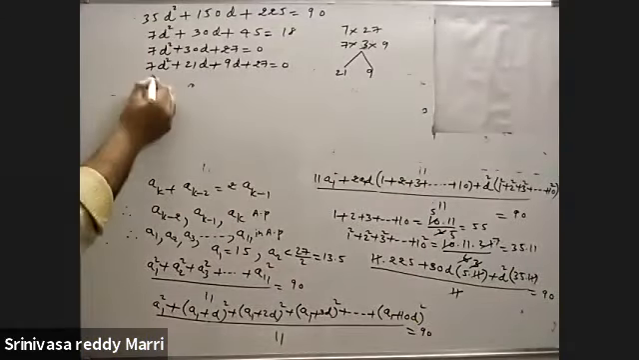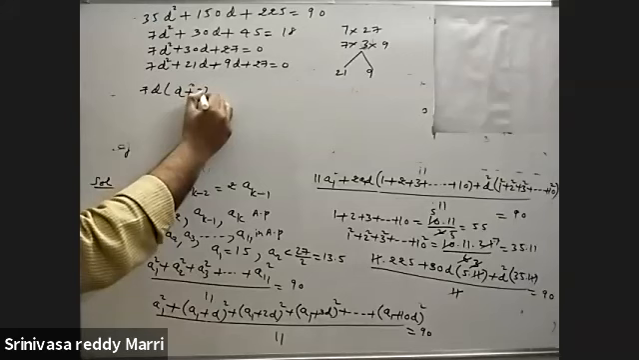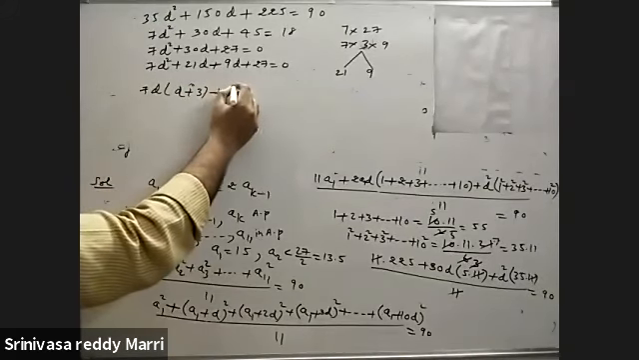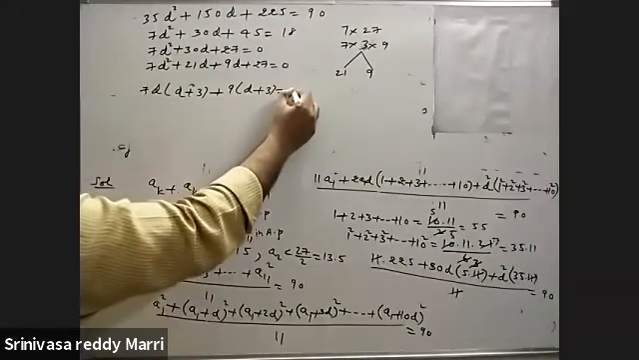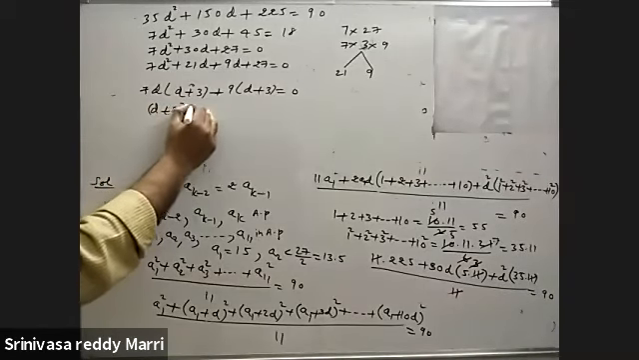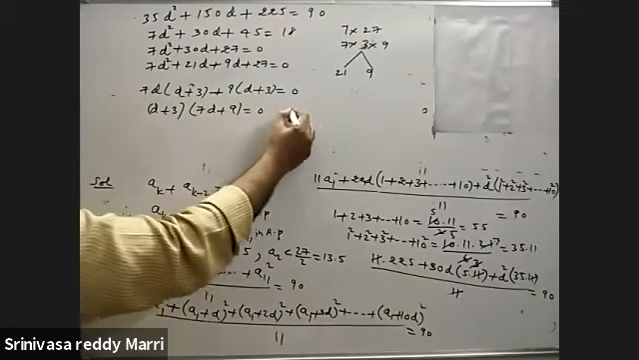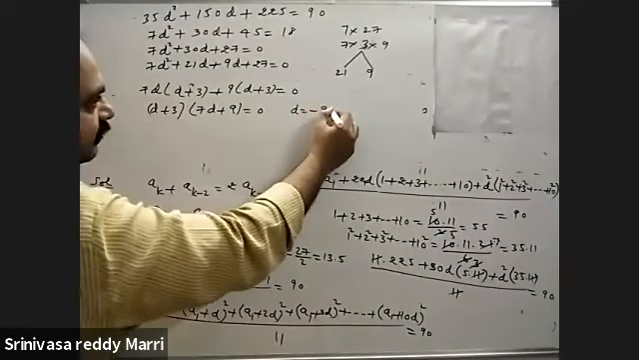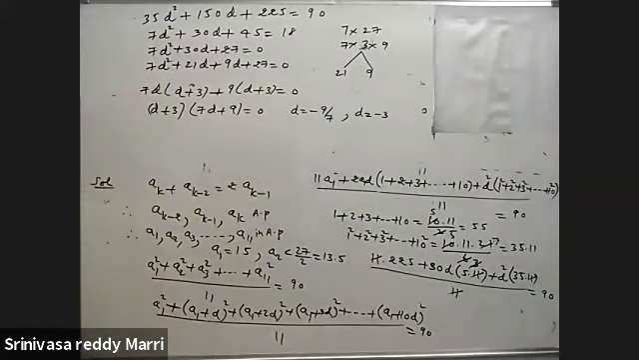Okay. So from these I am taking 7d common, d plus 3. So from these I am taking 9 common, d plus 3 equal to 0. That means you will get d plus 3 into 7d plus 9 equal to 0. You got d equal to minus 9 by 7 comma d equal to minus 3. Now you got the common difference also. First term is already given, a1 equal to 15 given.